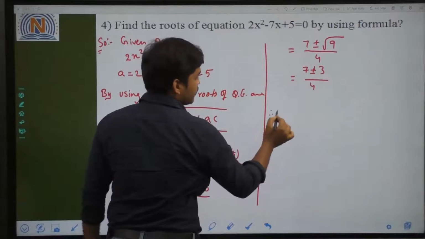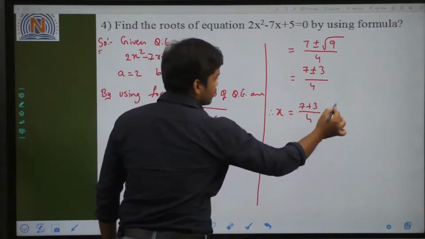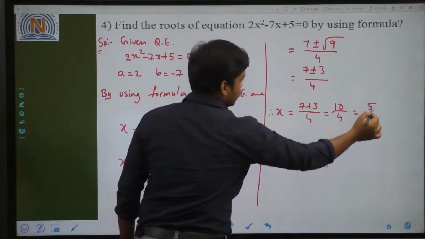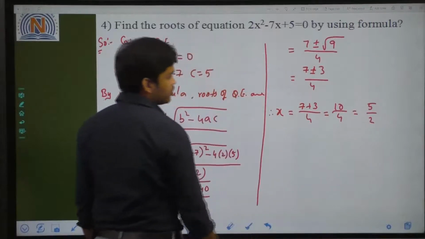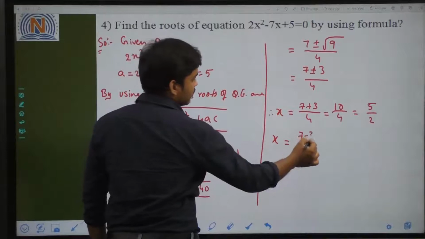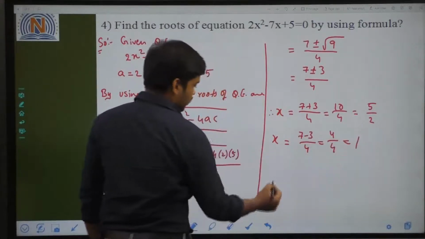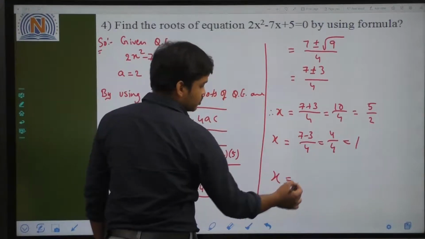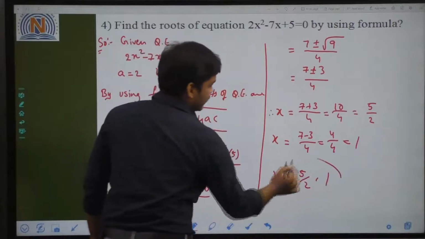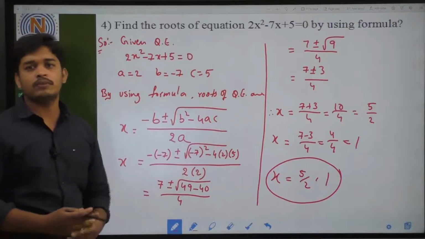Now I am taking the positive value first. So (7 + 3) by 4 is 10 by 4, which is 5 by 2, since 2 5s are 10 and 2 2s are 4. So one x value is 5/2. For the other x value, I subtract: (7 − 3) by 4 is 4 by 4, the value is 1. So what are the x values? The roots are x = 5/2, 1. These two are the x values, the solution or the roots of the quadratic equation.